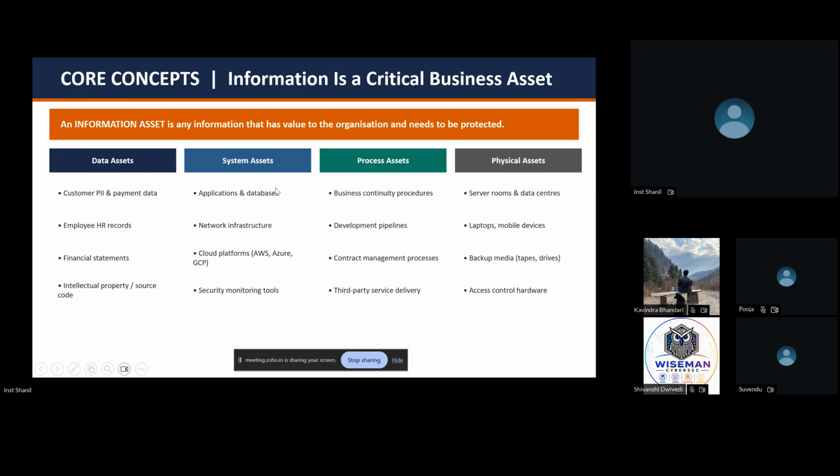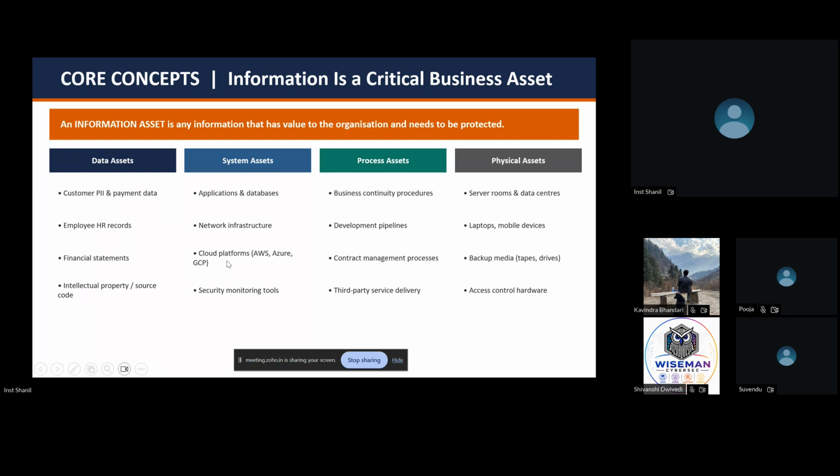System assets constitute applications and databases. Wherever you are storing your information, that is a database. Network infrastructure: if you are transferring your information via Wi-Fi, Bluetooth, or any other device, emails, that is basically network infrastructure. That is your information in transit.